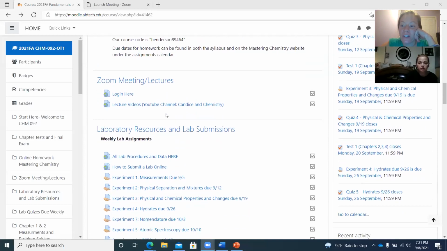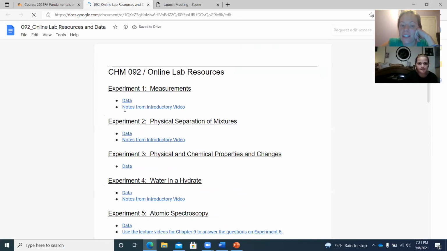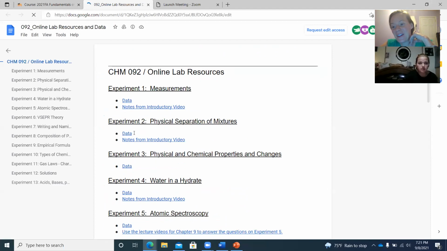Okay, so I'm going to share my screen with you and show you something for next week's lab. Do you see here on the Moodle page? You see this section where it says all lab procedures and data here? Click on that. That is going to give you the data, because you can't run the experiment yourself, right? Yeah, I don't have the equipment. Right, so we give you the information, so it'll be much easier to do the next lab, hopefully, because you'll have the information.